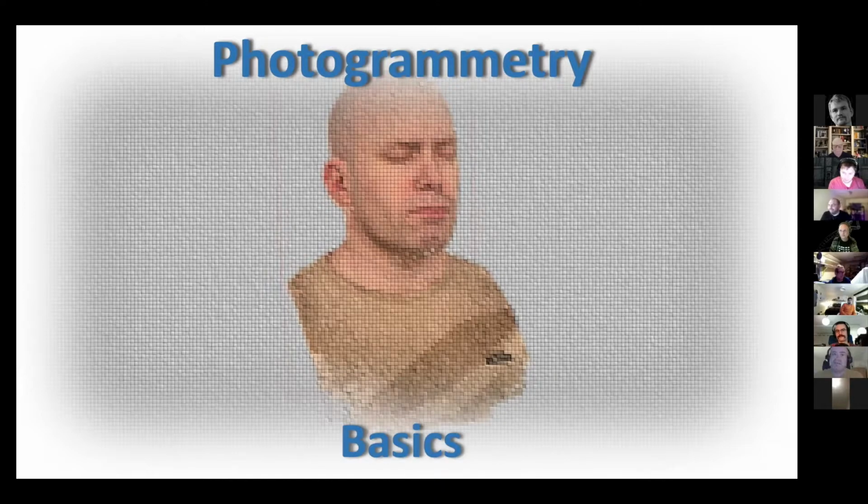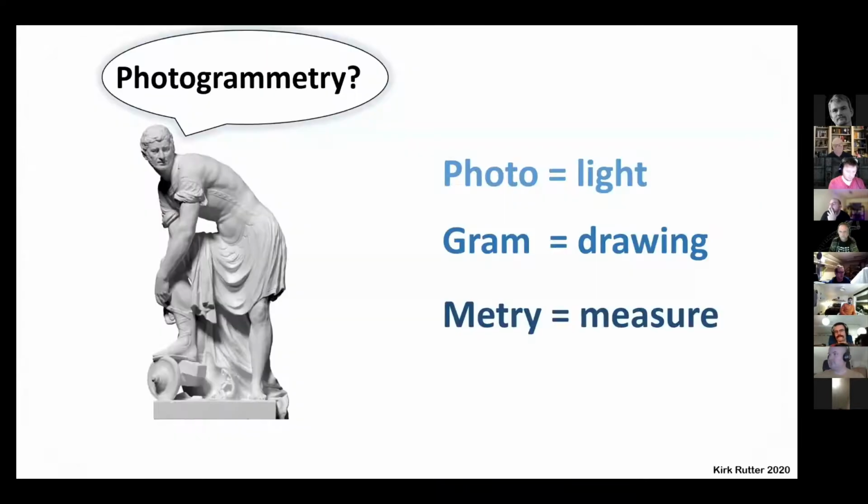So I'm going to do a basic overview of photogrammetry, and it's basically how to capture a real world object. I'm just going to get my slides going here. There we are. So photogrammetry is three ancient Greek words, comes from the Greek language, meaning measuring and drawing with light. And it was invented by the French in around the 1850s to look at land topology.